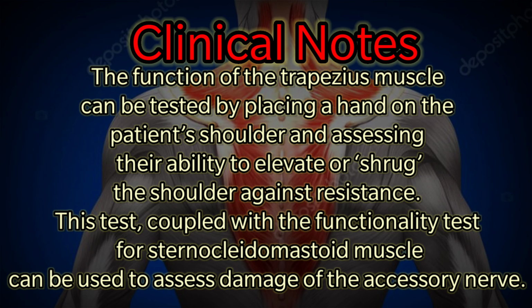Clinical notes. The functions of trapezius muscle can be tested by placing a hand on the patient's shoulder and assessing their ability to elevate or shrug the shoulder against resistance. This test, coupled with functionality test for sternocleidomastoid muscle, can be used to assess damage of the accessory nerve.